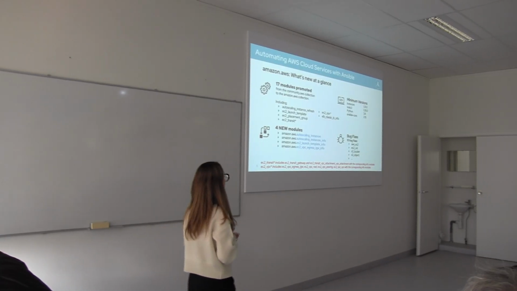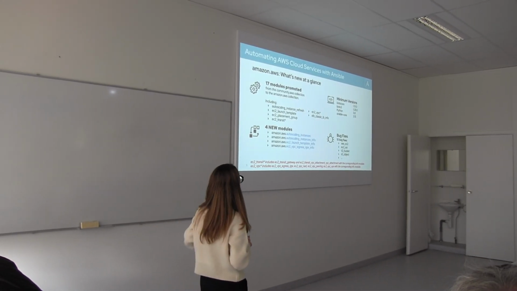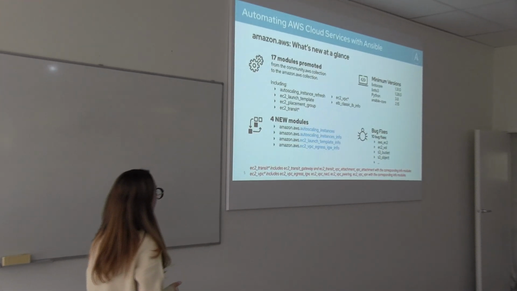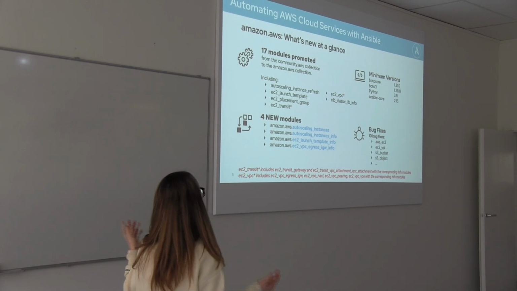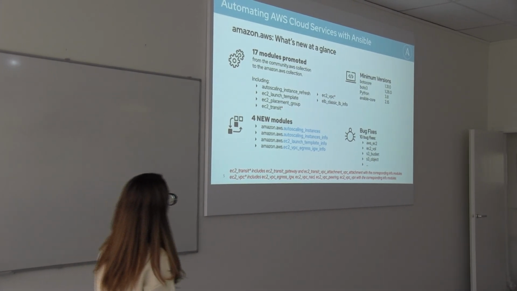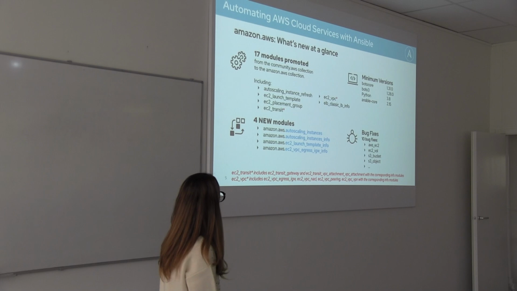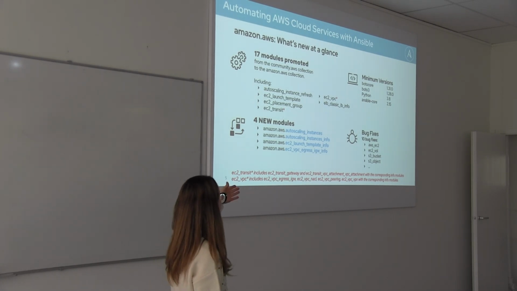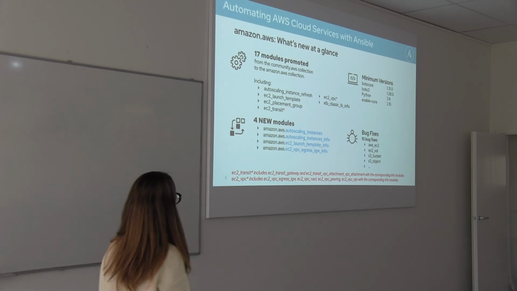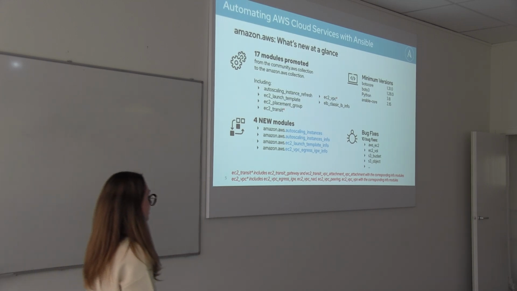In this batch, we included some critical modules like EC2 VPC, EC2 transit, together with autoscaling instance refresh and EC2 launch template, just to name a few, for example. Then we also had 4 new modules for autoscaling instances and 2 new info modules for EC2 launch template and EC2 VPC address internet gateway.